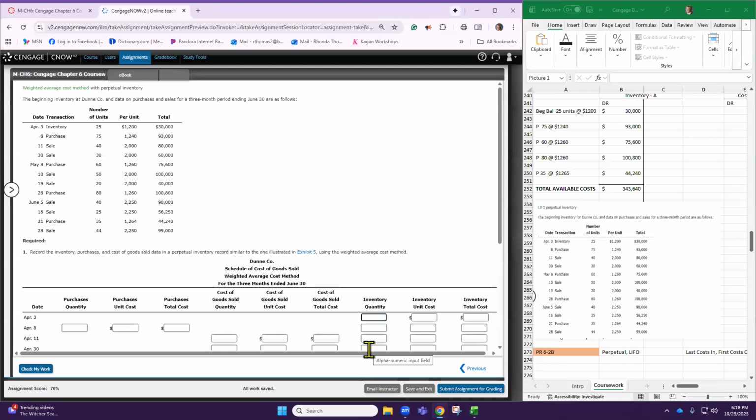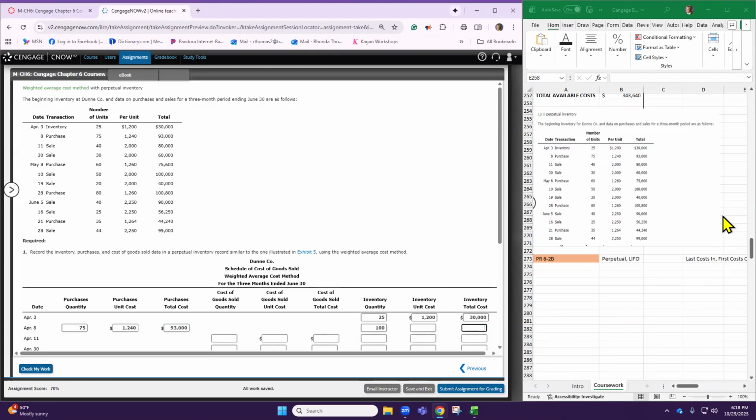So our first inventory, we started with 25 units that cost $1,200 a piece. So we started with $30,000 in inventory. We're going to purchase 75 items at a cost of $1,240. So that purchase is $93,000. Okay, so here comes the math. 25 and 75 is 100 units, right? 30 and 93,000, right?